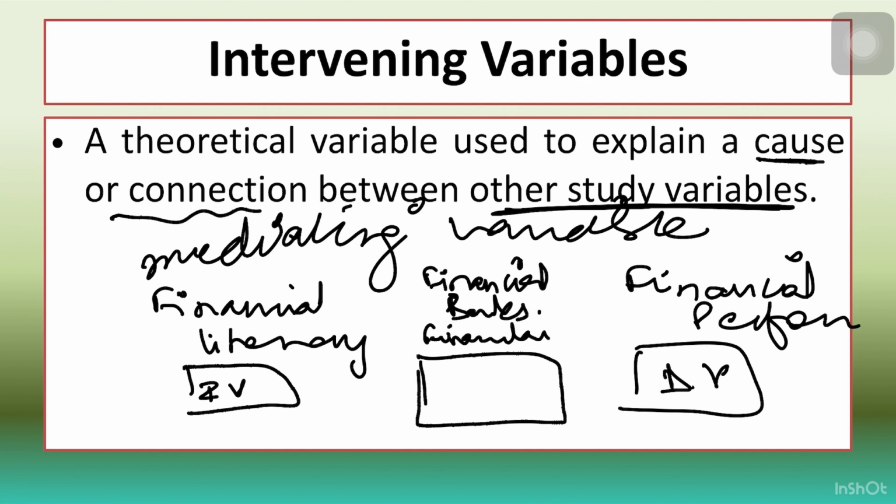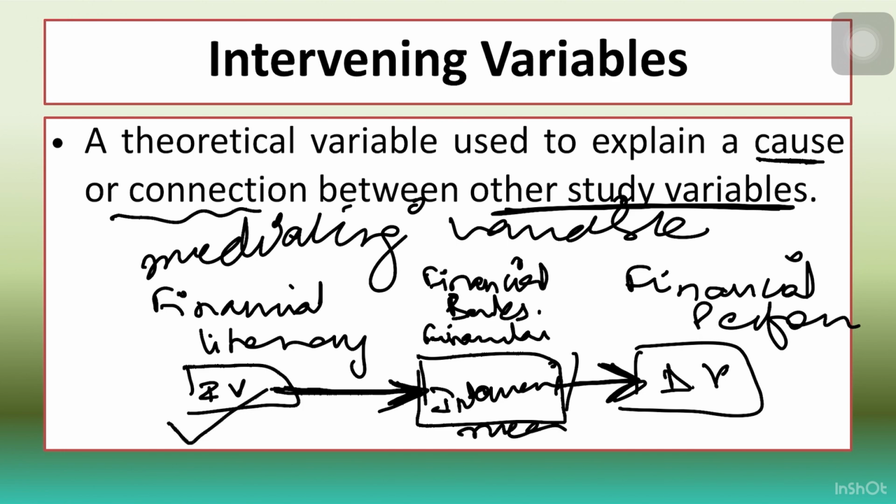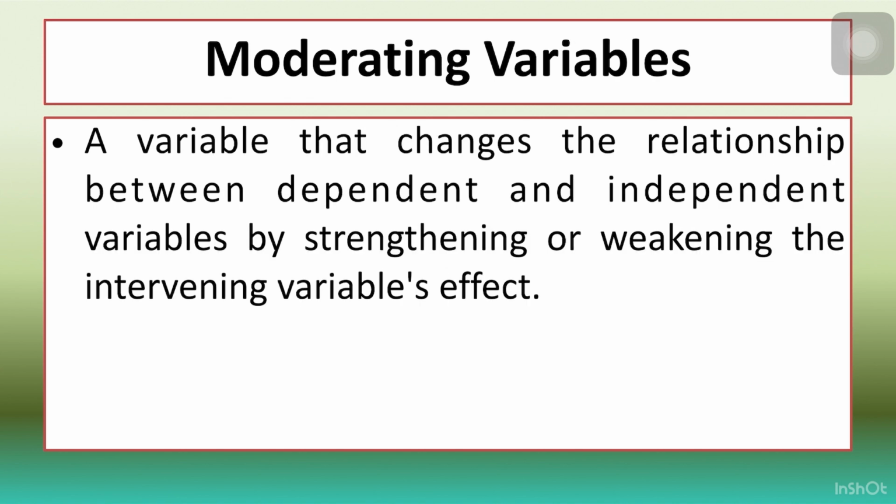Right? So this is my intervening or mediating variable. This means the independent variable depends on this intervening variable, and this further influences the dependent variable. So a chain is being made, right? The intervening or mediating variable comes between the independent and dependent variable. Clear? Okay. Let's move to another type of variable, that is the moderating variable.